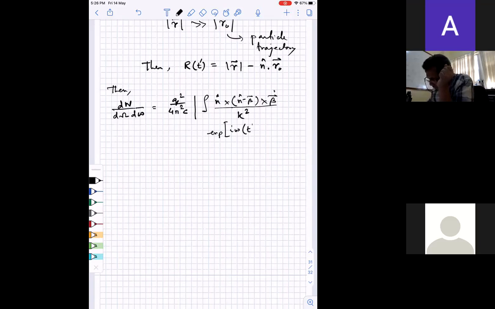i omega t prime minus n cap dot r0 of t prime plus c t prime, and this whole thing squared. I think I've written this equation very badly. Hopefully you can understand this equation. Let me write it down a little better.